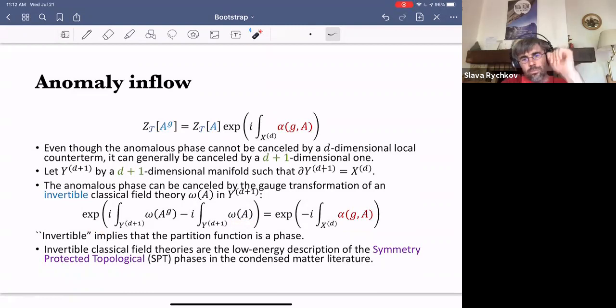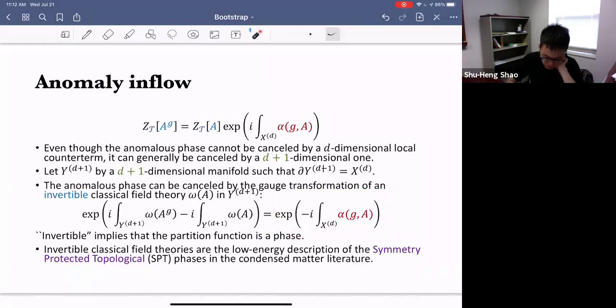All right. So generally the anomalous phase can be canceled. Okay, let me rewind a little bit. If we take this omega of A on a closed manifold in d+1 dimensions without any boundary, then it's going to be gauge invariant. However, if the manifold has a boundary, then it will pick up an anomalous gauge transformation. And the omega will be chosen such that it cancels exactly the anomalous gauge transformation here. In the condensed matter literature, this invertible classical field theory is the low energy description of what is called a symmetry protected topological phase, or simply SPT. So I will use the terms SPT and invertible field theory interchangeably in the following lectures.